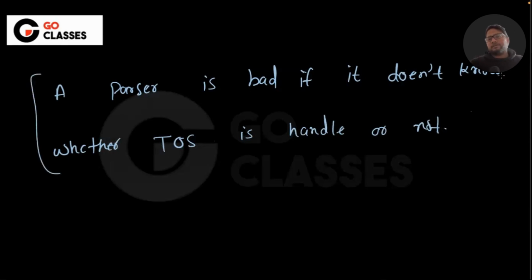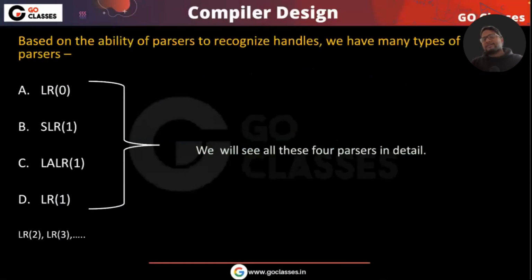Okay, this is a bad parser. Hope that's fine. Now that's all I wanted to discuss in this lecture. From the next lecture, we will see LR0, SLR1, LALR1, and LR1.